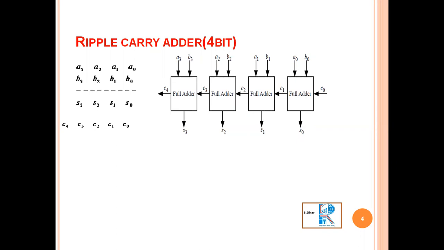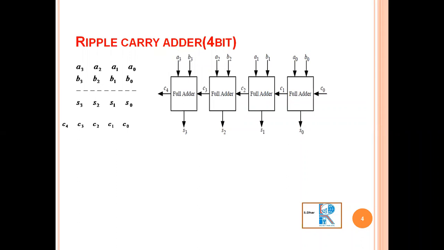If you want to design a 16-bit adder, you just cascade another 4 bits. If you want to design an 8-bit ripple carry adder, you have to add another 4-bit full adder, that means another 4 full adders. If you want to design a 16-bit ripple carry adder, you require 16 full adders. This is very easy to understand because we do the summation in decimal in this way, and it is very easy to design also.